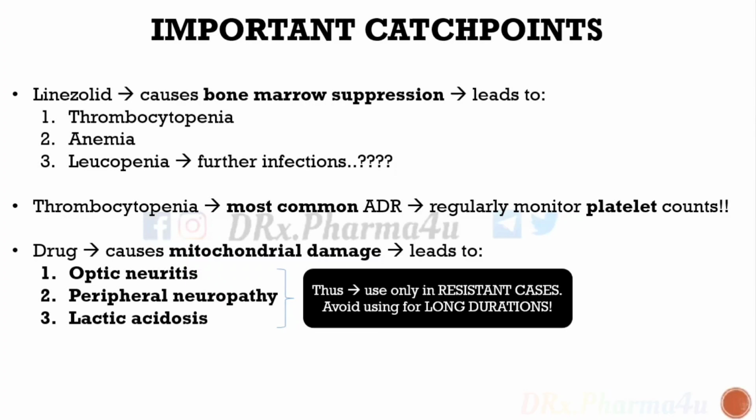This drug causes mitochondrial damage and it can lead to optic neuritis. It can cause peripheral neuropathy also. This neuropathy is very interesting because there are a lot of types of neuropathy. Neuro means nerve, pathy means damage or disease. Whenever you have damage in your nerve, always remember it causes a pain similar to an electric shock. You will get sudden pain, like somebody has ignited a fire there.